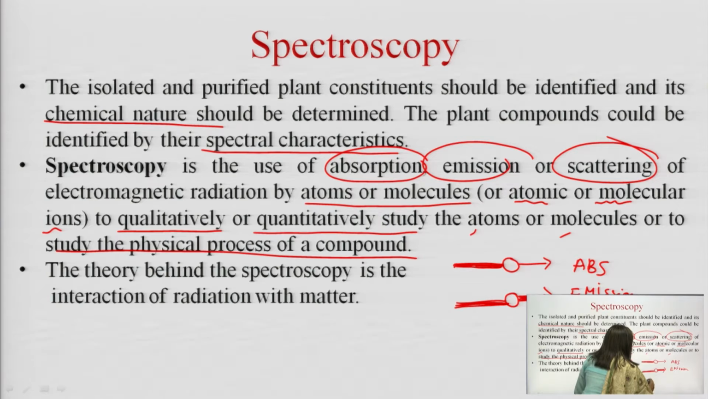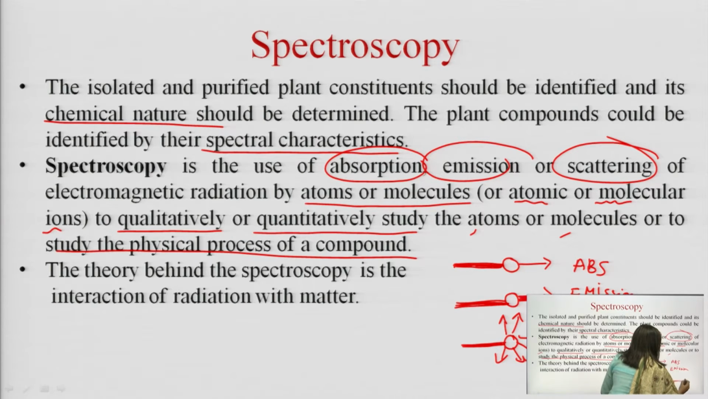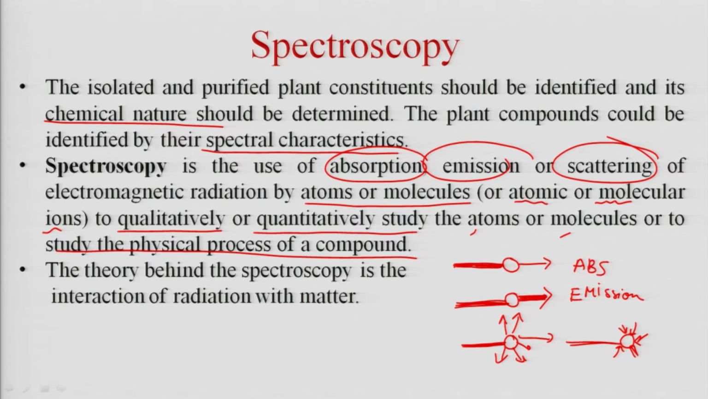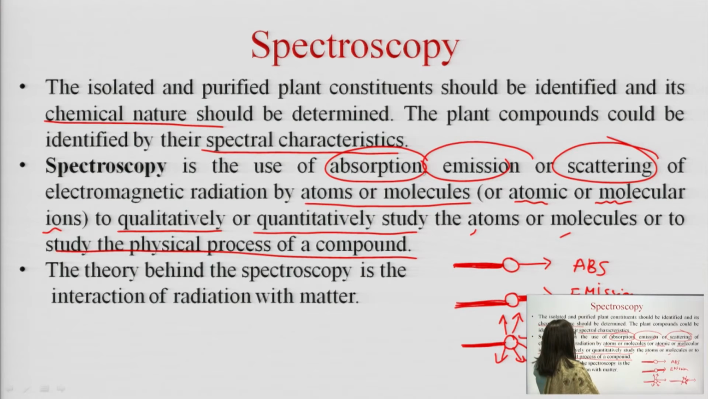Then comes scattering, which is of two types. Once the electromagnetic radiation reaches the sample, there is a possibility that two types of scattering occur, either in or out scattering. So, exploiting this principle of the light or the electromagnetic radiation, the physical identification, spectral characteristics or chemical nature could be determined.